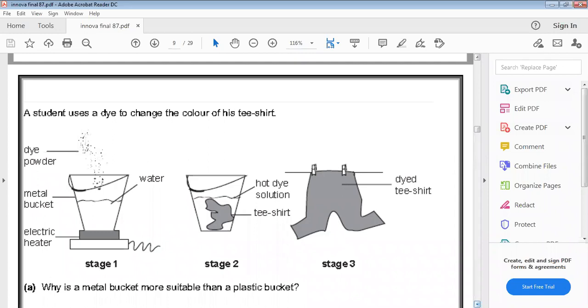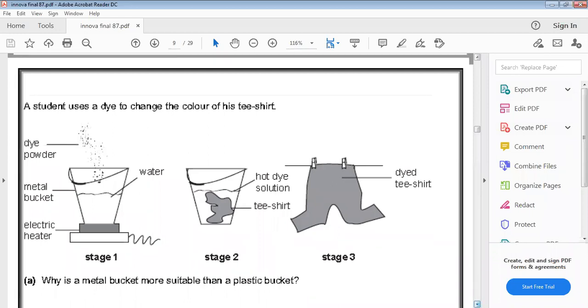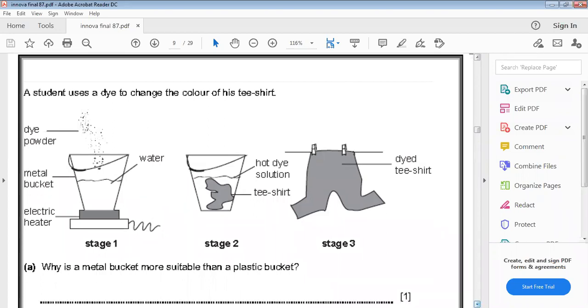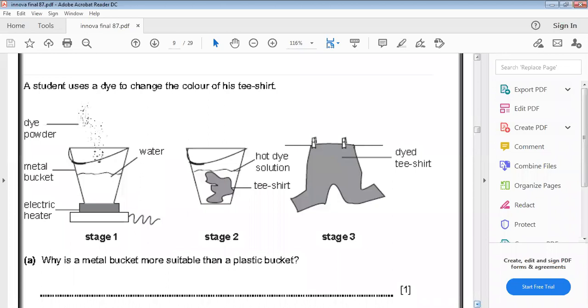A student uses a dye to change the color of his T-shirt. Dye powder, metal packet, electric heater, water, dye solution, T-shirt. Okay, first one. Why is a metal packet more suitable than a plastic packet?